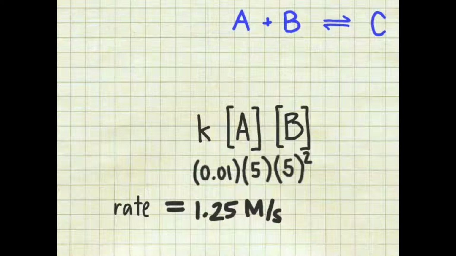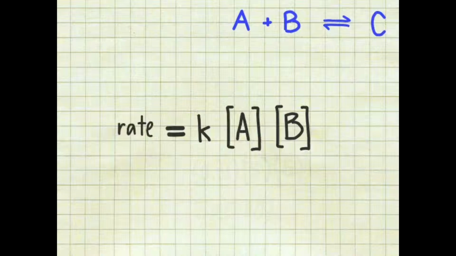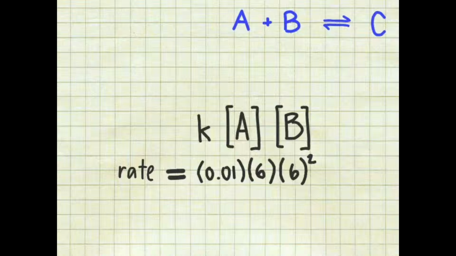To prove that increasing the concentration increases the rate, we simply need to plug in a value of concentration of A and B that are both higher. For example, if we plug in 6 molar, then we get 2.16 molar per second.